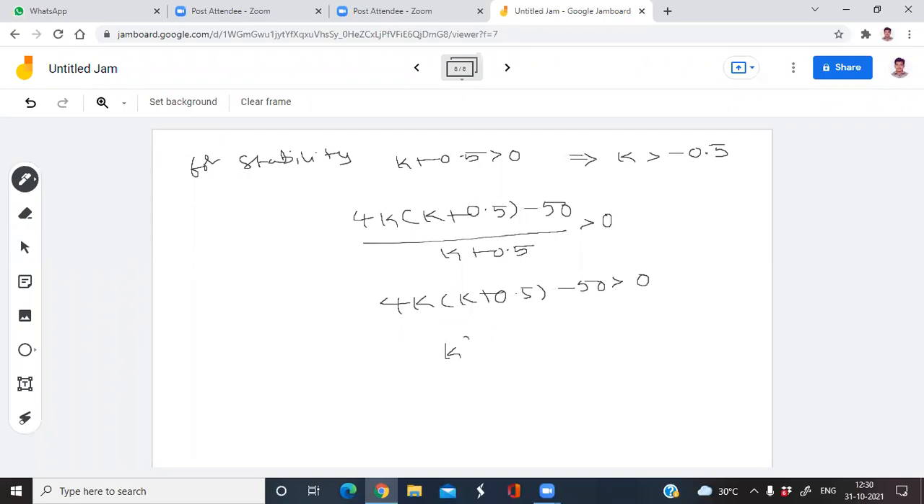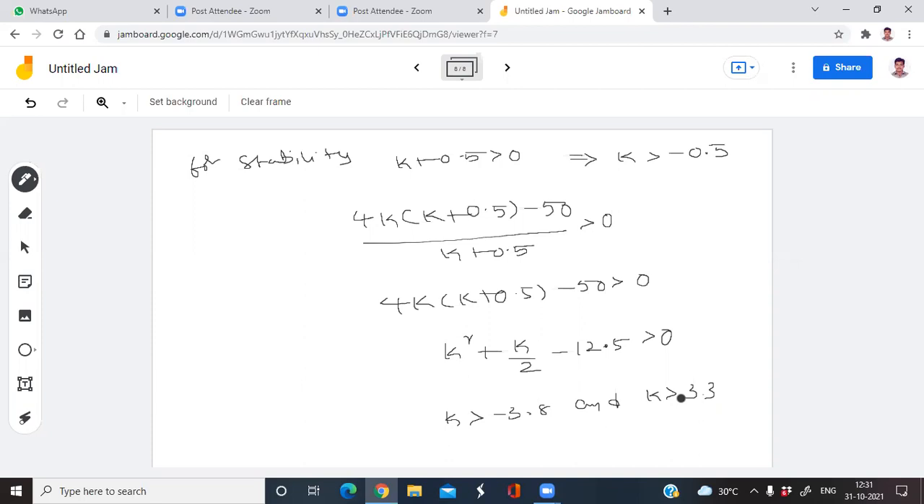Directly writing, here k square plus k by 2 minus 12.5 greater than 0. Finally, the equation is like this, a quadratic equation: k square plus k by 2 minus 12.5 greater than 0. Now I want to find the roots for k. There are 2 roots here. So k greater than minus 3.8 is one, and another one is k greater than 3.3. Better we can find the roots here.